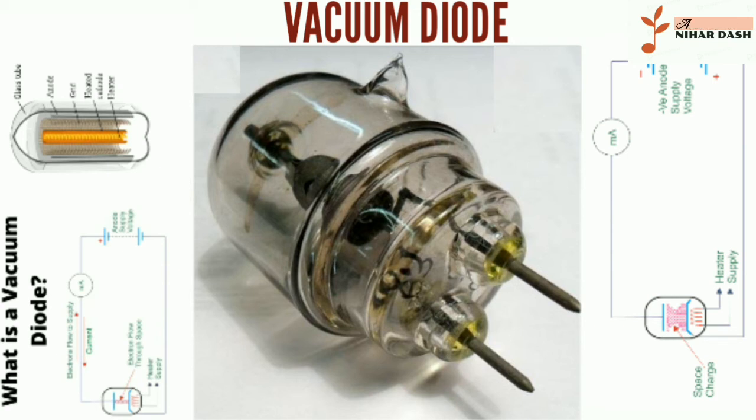So, a vacuum diode allows current to flow in one direction only. Vacuum tube diode reverse biased. Under reverse bias, this vacuum diode does not work.